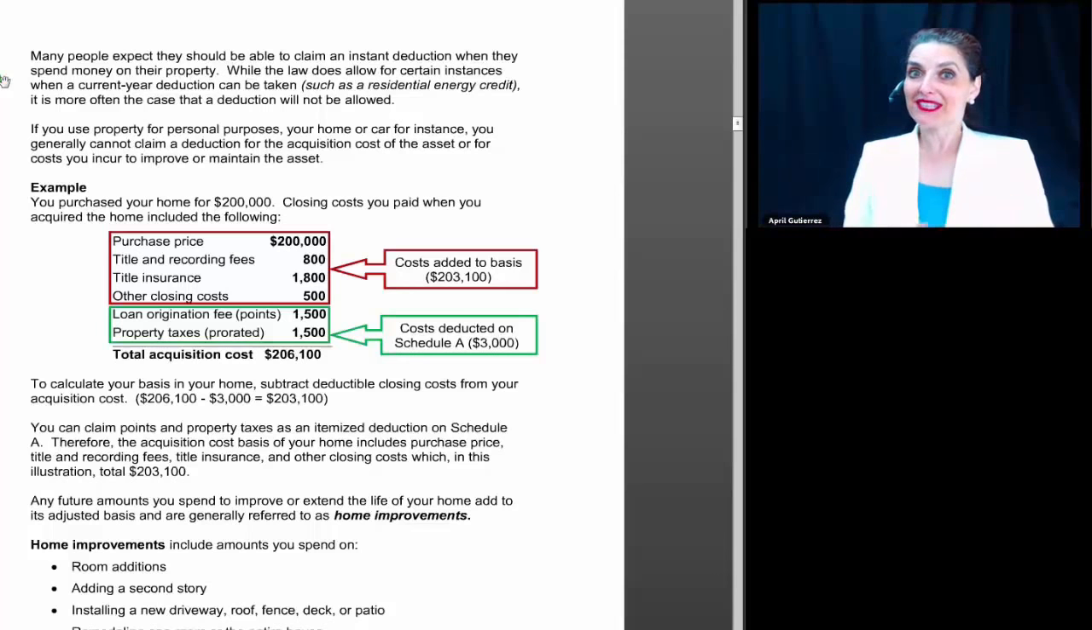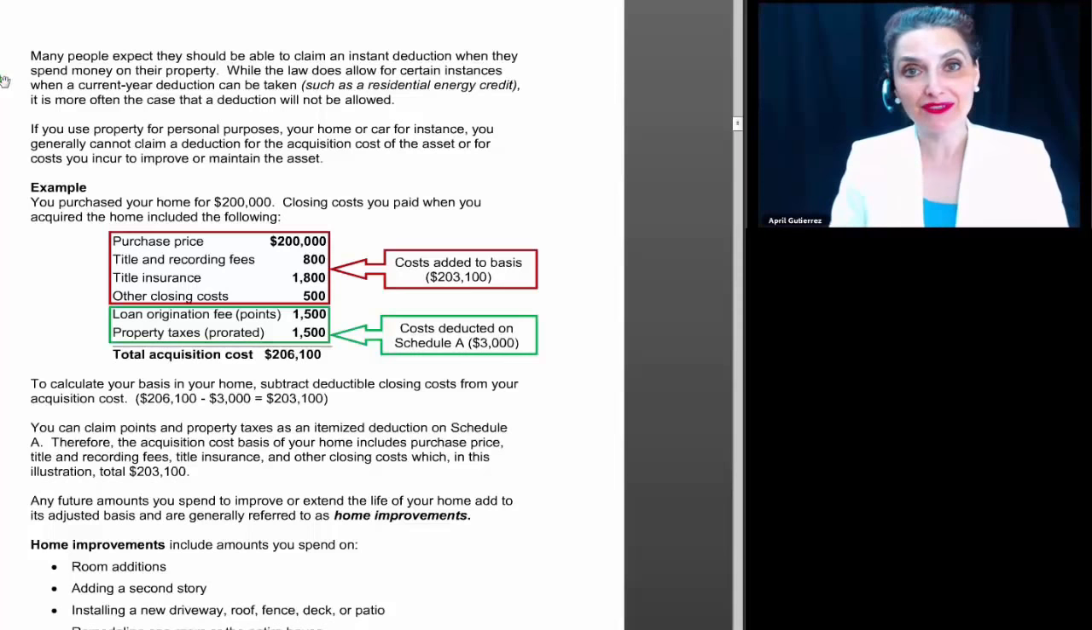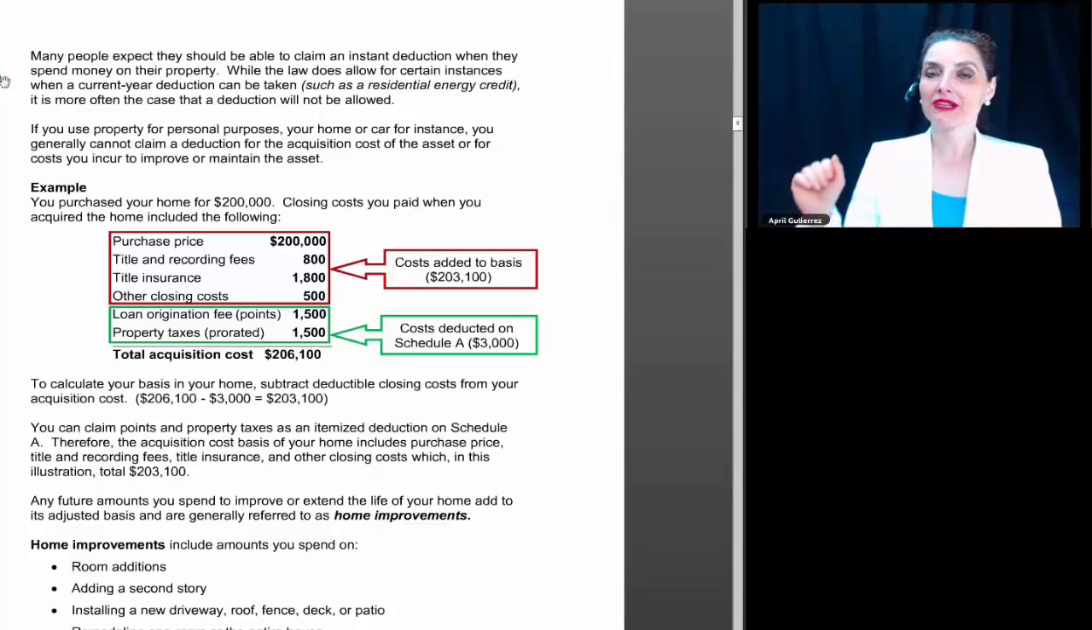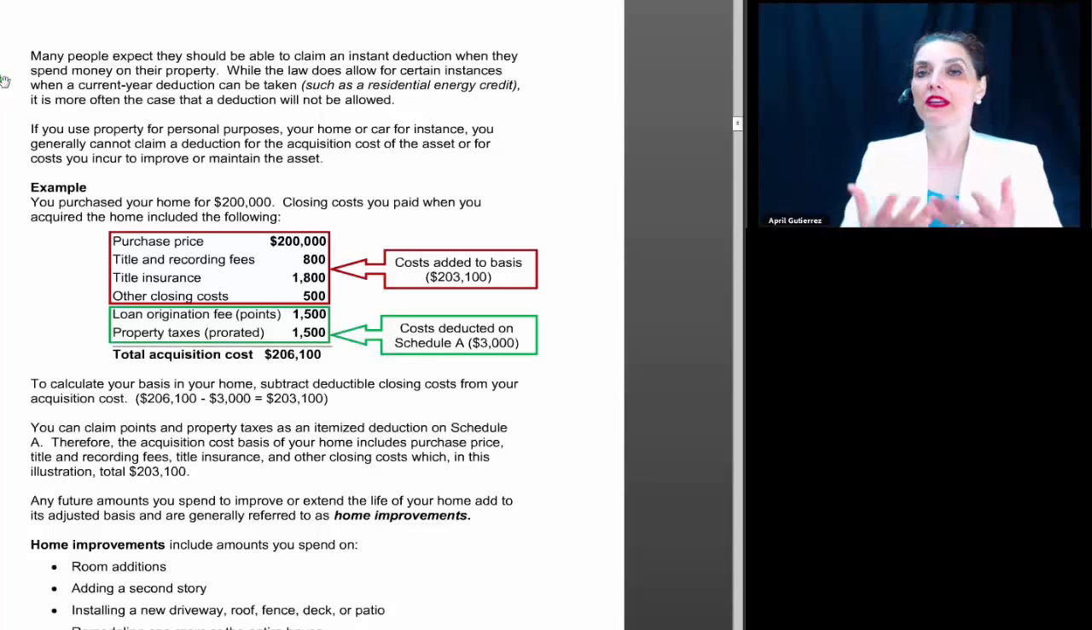They add to your basis, though, so don't lose them. I'm glad you saved those because those are important documents. But they're not going to help you with your tax situation today. They're going to help you with your tax situation at some time down the road. That sometime down the road is either when you decide to convert that property to business use, perhaps as a rental, or maybe you sell it and for whatever reason you're not able to exclude all of your gain, then those amounts are going to come into play for purposes of showing increased basis or cost in the property. So again, many people expect that they should be able to claim an instant deduction when they spend money on their property.